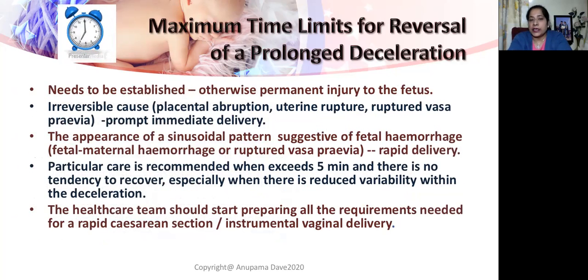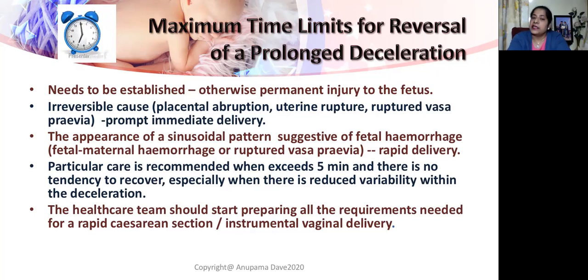Now, in these situations, we need to establish the maximum time limits because there are time limits for reversal of prolonged deceleration. If it remains there for a prolonged time, it would lead to many consequences like HIE and cerebral palsy. So, in order to avoid permanent injury to the fetus, these timelines should be established. If an irreversible cause is identified, like placental abruption, uterine rupture, or vasa previa, prompt immediate delivery is to be done. If you see a sinusoidal pattern, which is suggestive of fetal hemorrhage, then again a rapid delivery.